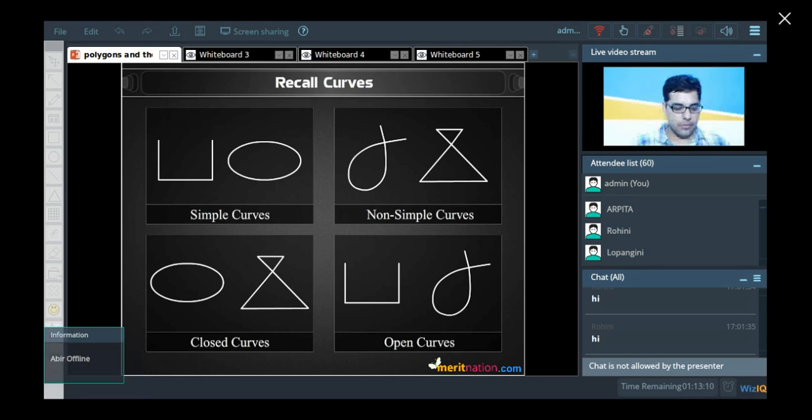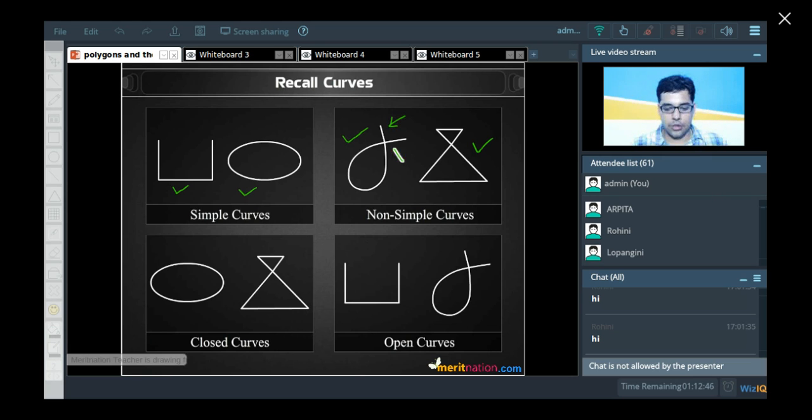So here we have 1 and 2. They are simple curves because they are not crossing themselves. Then we have non-simple curves, which cross themselves. Here we have 2 non-simple curves. This curve is crossing at this point, and the second non-simple curve is again crossing at this point.